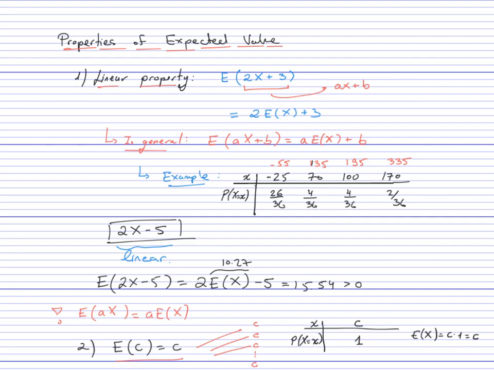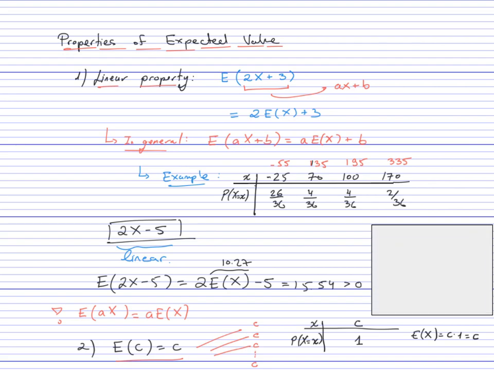The last property is property number 3. Property 3 says that if x and y are random variables, then the expected value of the sum of the random variables is the sum of the expected values.